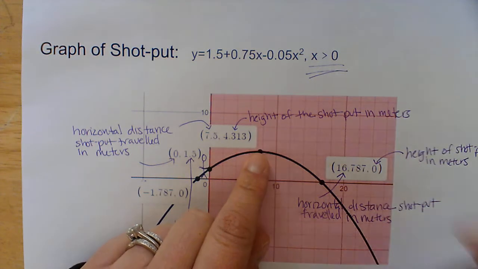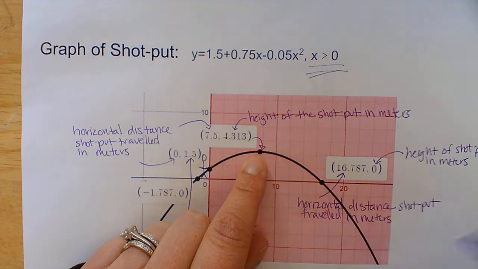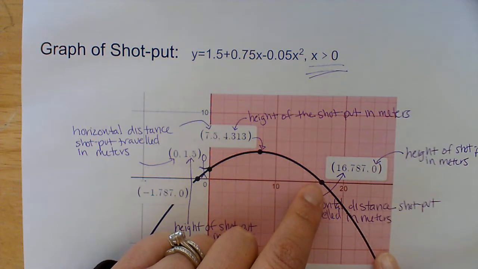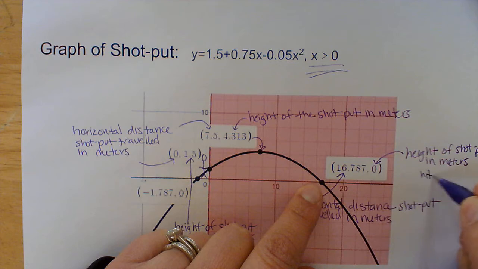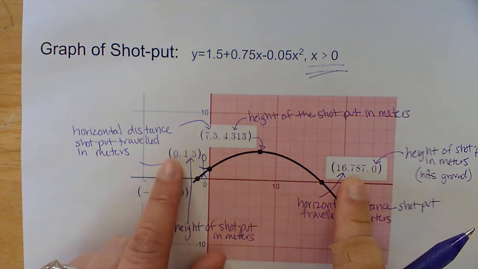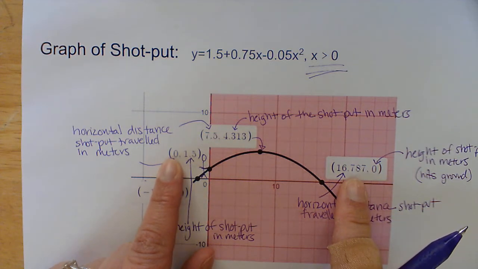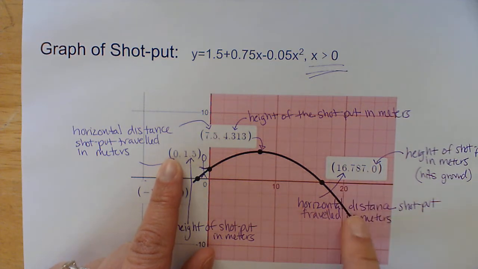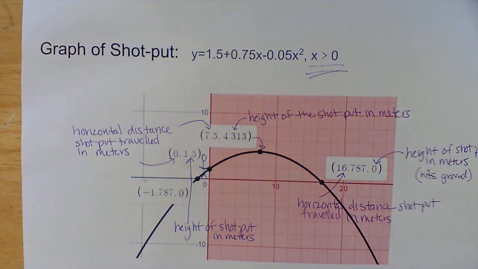Here's the vertex. And here is that last point where the height is at 0. So this is probably when it hits the ground. And this is the horizontal distance. So that's probably from 0 to 16.787 horizontal distance. We've been working with that.